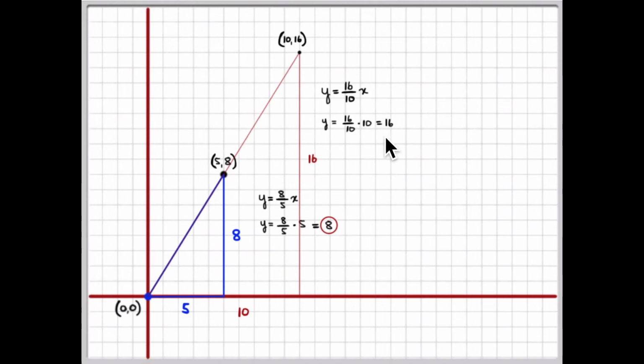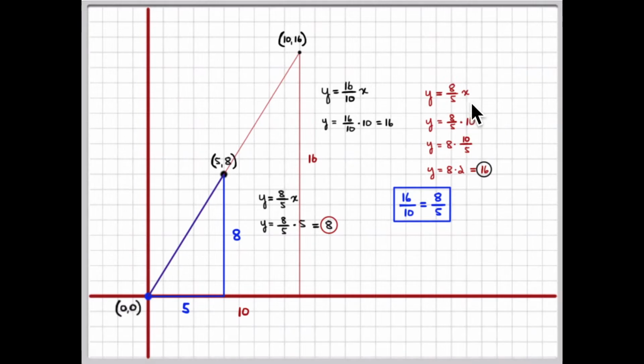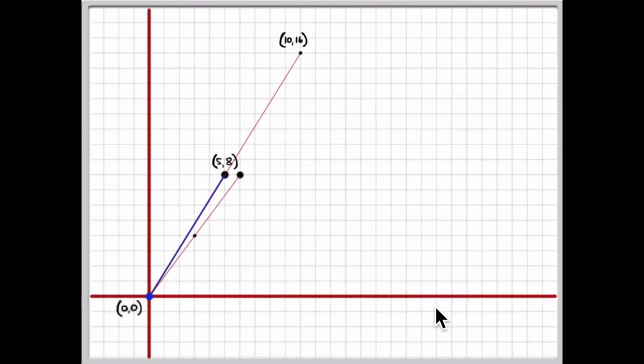And if this is true, 8/5 of 10 should also be 16. So 8/5 of 10, because they are equivalent slopes, equivalent fractions. So 8/5 of 10, you can rewrite this as 2 times 8. 2 times 8 is 16. So they're both equal to 16. 16/10 is equal to 8/5. Look at one more example.